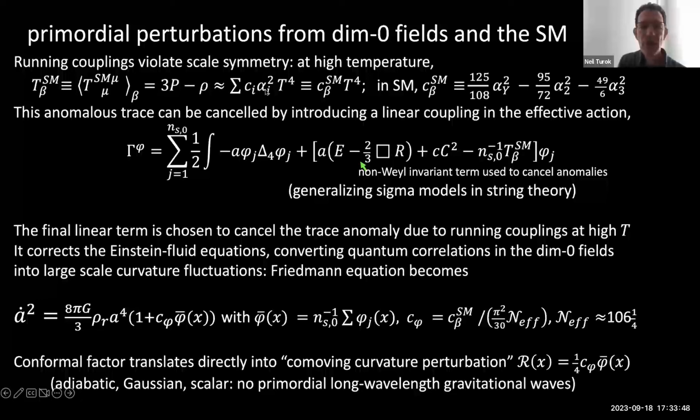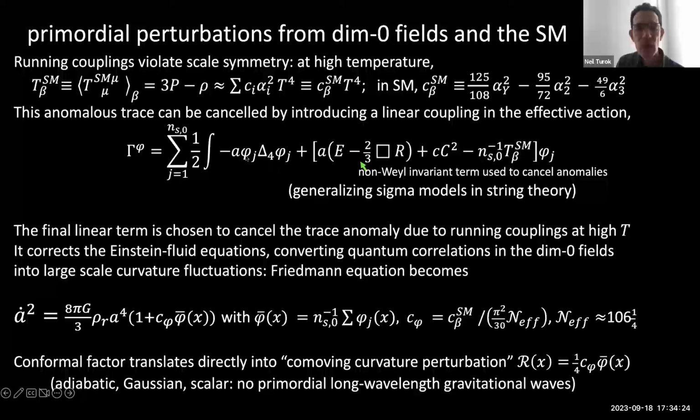And so in the standard model, there's some particular numerology: this C beta, this coefficient of temperature to the fourth in the trace anomaly, is just given by this string of fractions times the coupling constant squared. So we know what the trace anomaly was in the hot Big Bang, at least at leading order in the couplings.